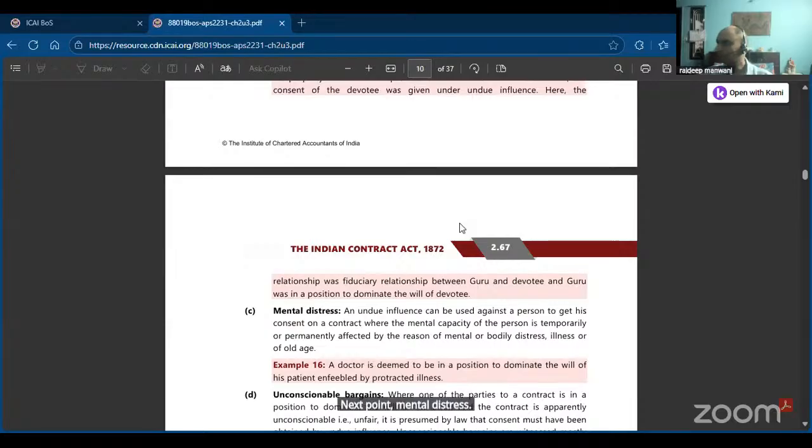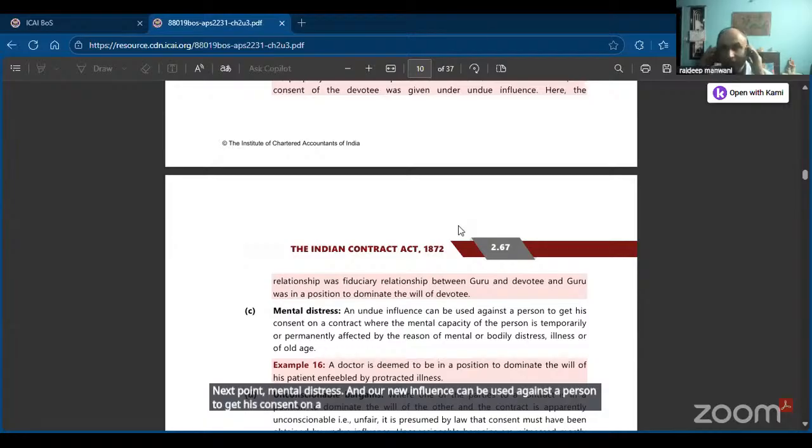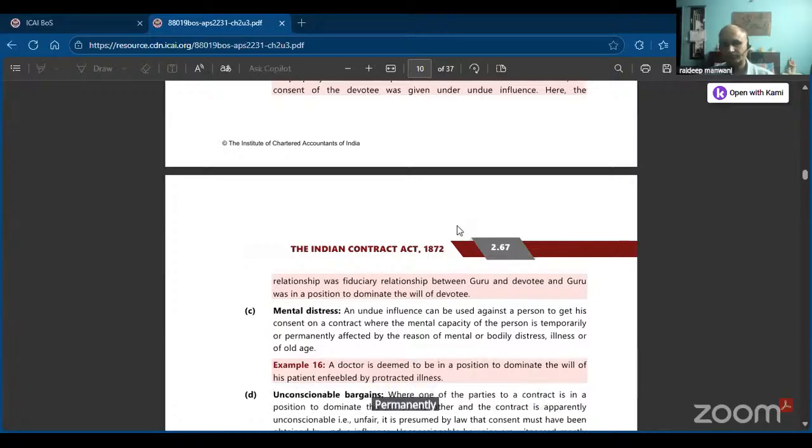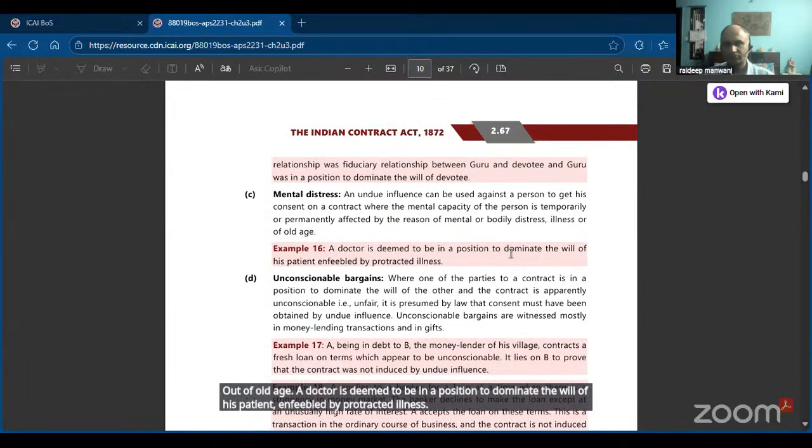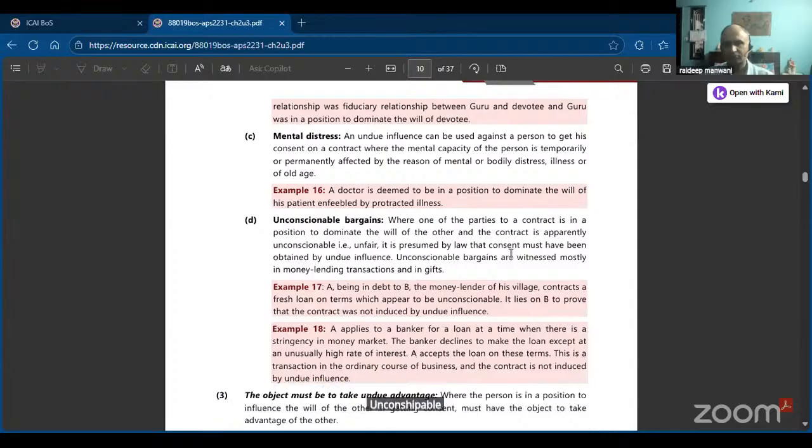An undue influence can be used against a person to get his consent on a contract where the mental capacity of the person is temporarily or permanently affected by reason of mental or bodily distress, illness, or of old age. A doctor is deemed to be in a position to dominate the will of his patient enfeebled by protracted illness. Unconscionable bargains, where one of the parties to a contract is in a position to dominate.